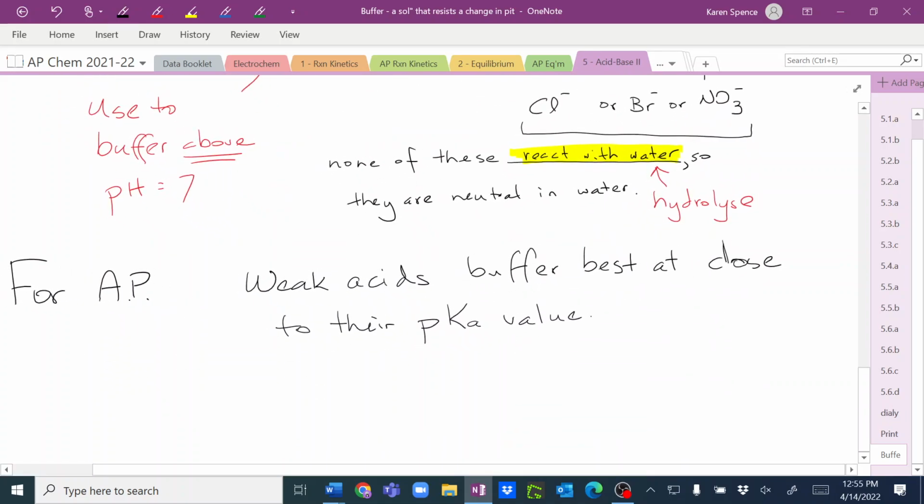So let's say I wanted to buffer at pH 5. I would like you to go find me a pair of substances that would buffer nicely at pH of 5.